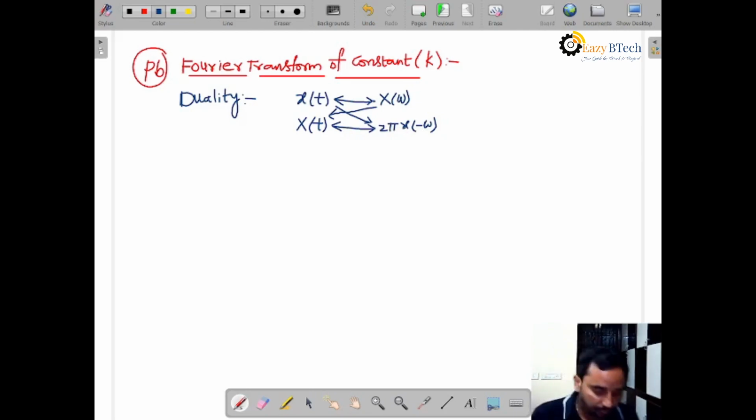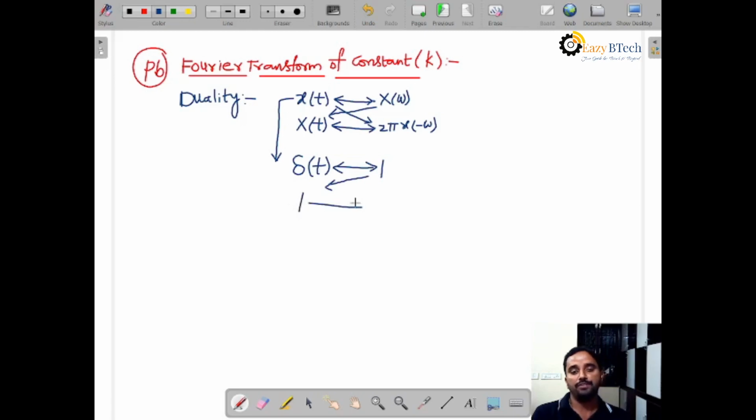Here, in the place of x of t, I am taking del of t, the unit impulse function. What is the Fourier transform of del of t? It is 1. Now take the 1 again. According to the duality property, 1 is a constant, so its Fourier transform is 2 pi into del of minus omega.